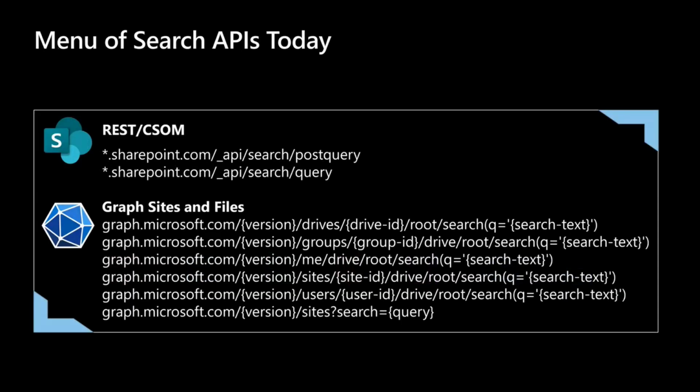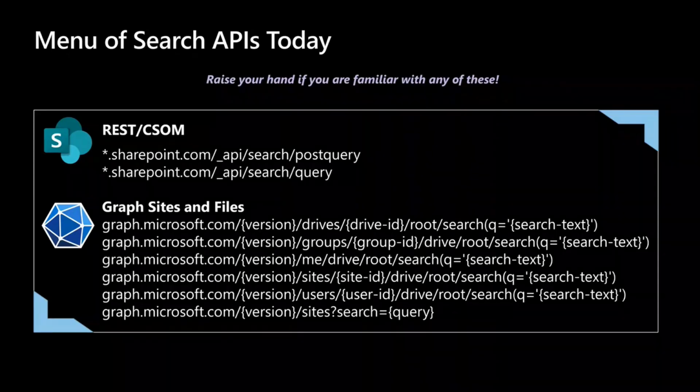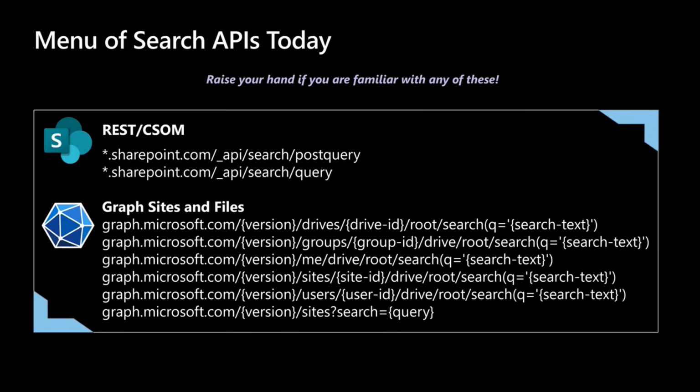I wanted to give you a lay of the land in terms of some of the search APIs you might be familiar with today. We can make this a little bit interactive, so feel free to use the raise hand or the reaction features in Teams to show if you recognize any of the APIs that I am showing here on my screen. These are different types of search APIs that you might be familiar with today.